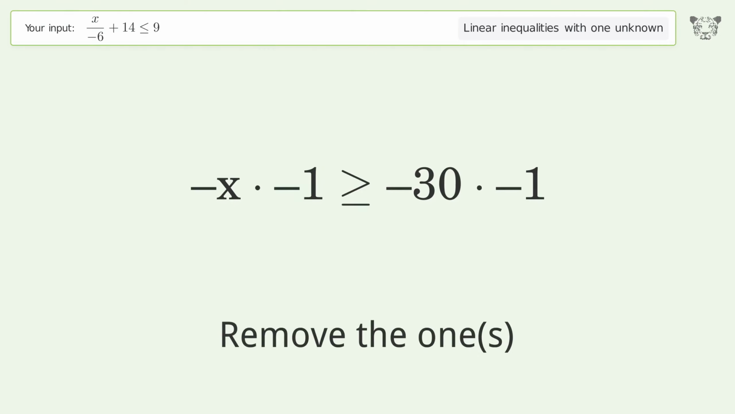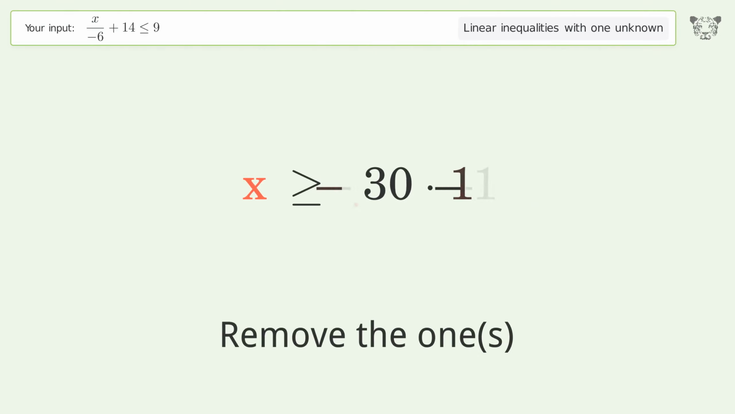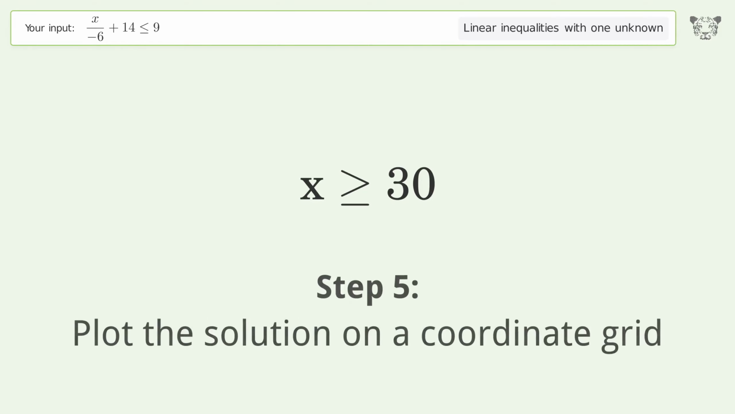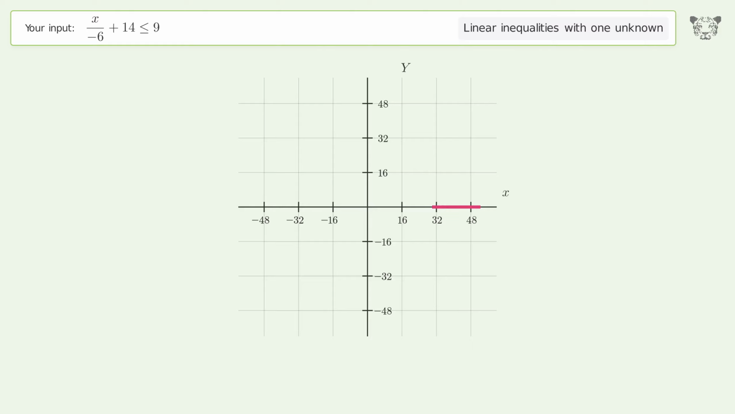Remove the ones. Simplify the arithmetic. Plot the solution on a coordinate grid. And so the final result is x equal or greater than 30.